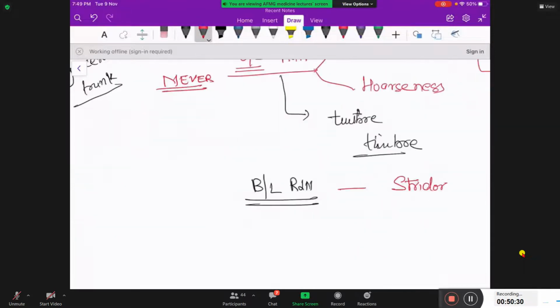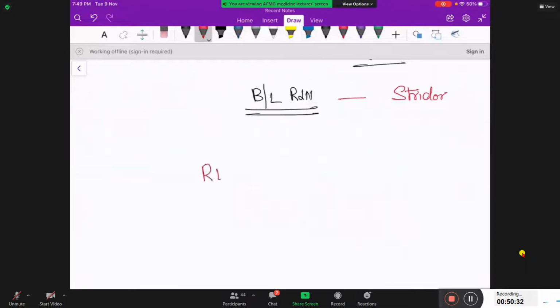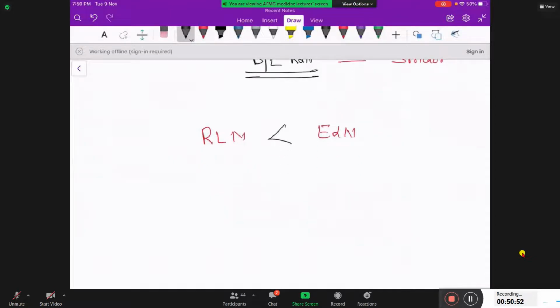Now, out of the recurrent laryngeal nerve and external laryngeal nerve, which nerve injury is more common? Very commonly asked question, and there's a lot of confusion on it. External laryngeal nerve injury is more common than recurrent laryngeal nerve injury. Important point. Okay.